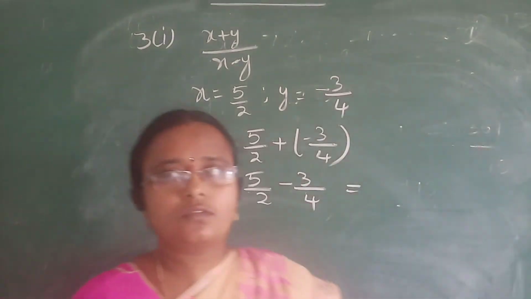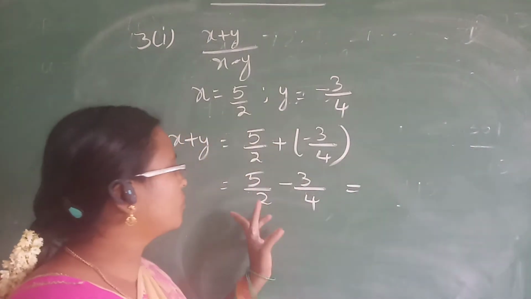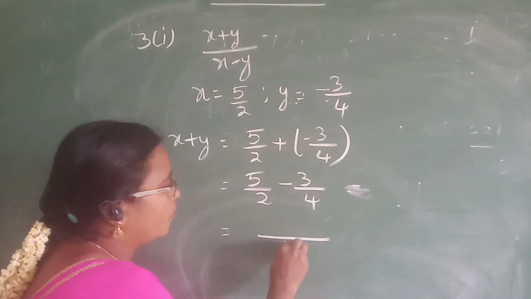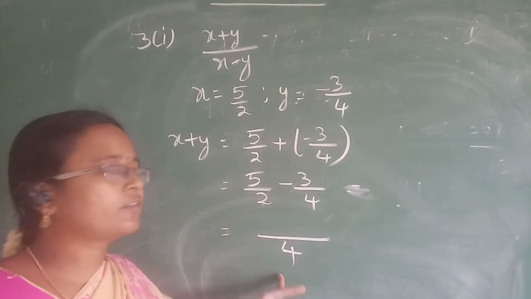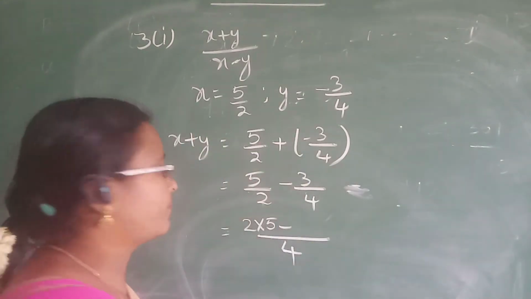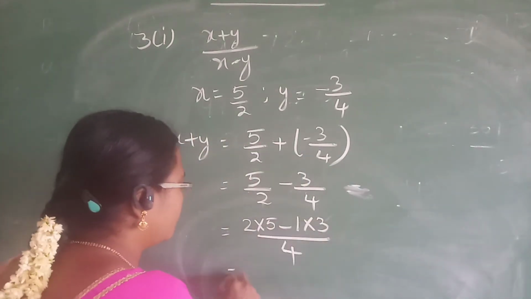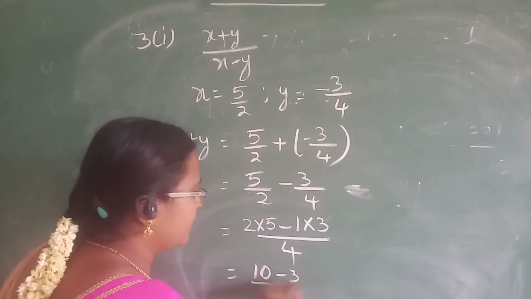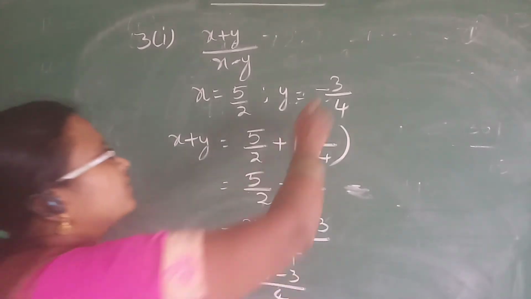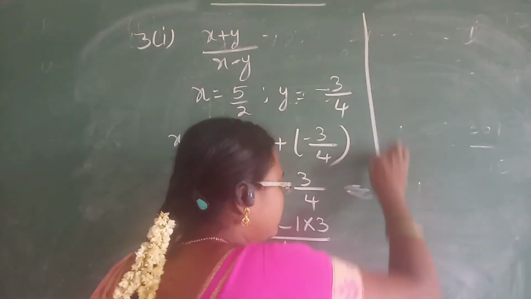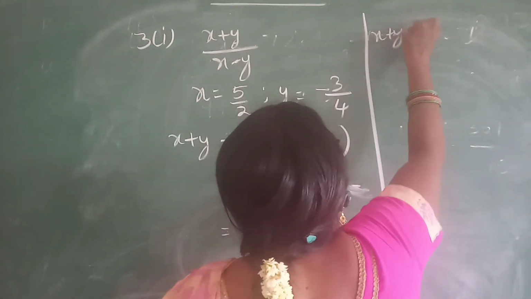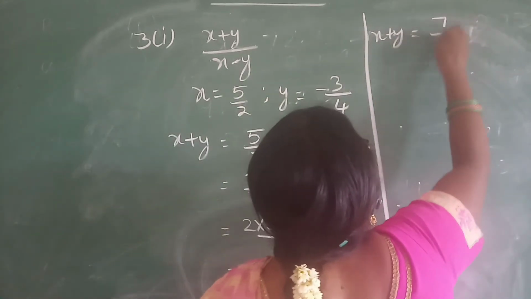Now, take the LCM of 2 comma 4. It becomes 4. 2 goes 2 times, so 2 into 5, minus, 4 goes 1 time, 1 into 3. So 2 5s are 10 minus 3 by 4. Now we shall continue. So x plus y is equal to 10 minus 3, which is 7 by 4.